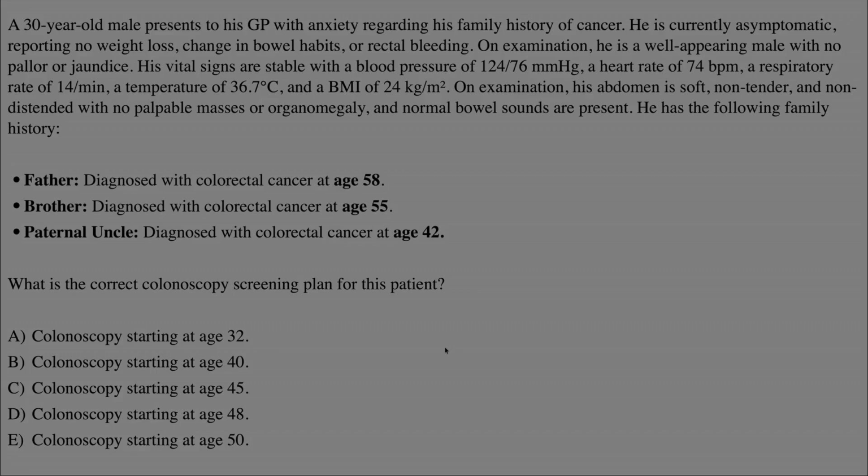Father is diagnosed with colorectal cancer at the age of 58. Brother is diagnosed with colorectal cancer at the age of 55. And his uncle is diagnosed with colorectal cancer at the age of 42. What is the correct colonoscopy screening plan for this patient?